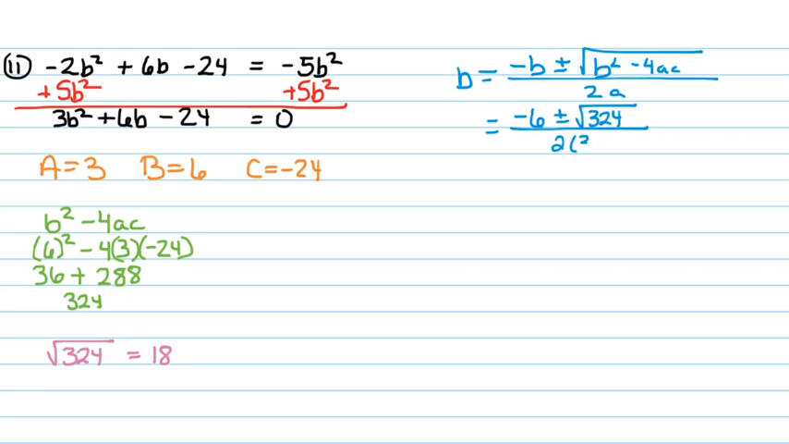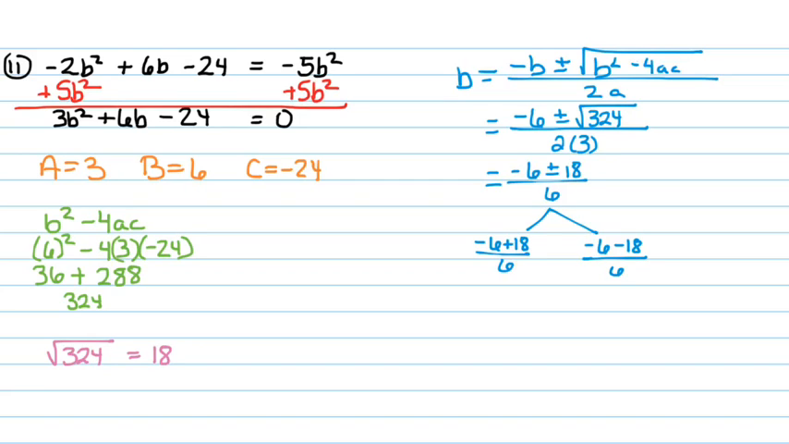2 times 3, which is 6. Negative 6 plus or minus square root of 18 is 18. All divided by 6. Now, this is where the square root's gone, and so I'm going to take and find my two separate numbers. Negative 6 plus 18 divided by 6, and negative 6 minus 18 divided by 6.